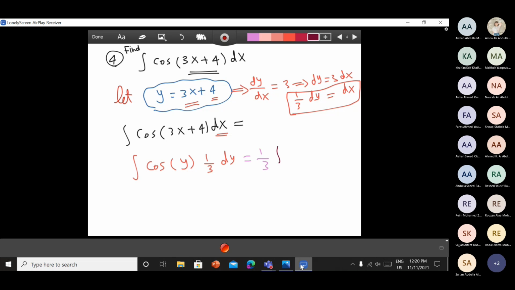So the integration of cosine y dy, I know from the table, this will be sine y plus c. Y is not my original variable in the integration, so I have to get back everything to the normal one. So instead of y, I get it as my substitution was 3x plus 4, plus c.